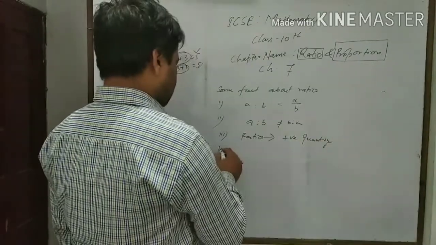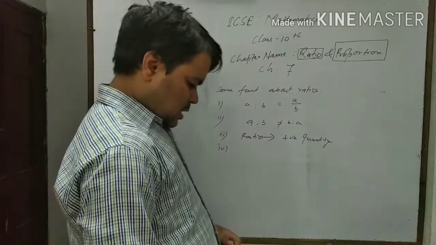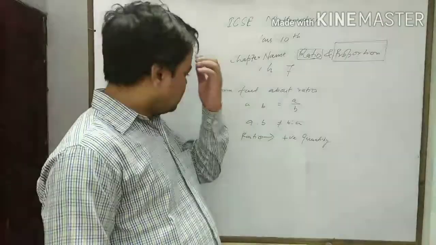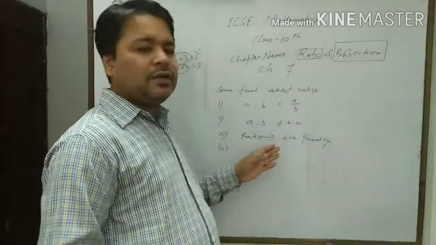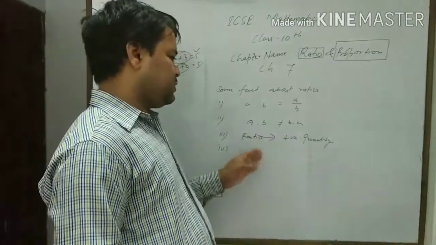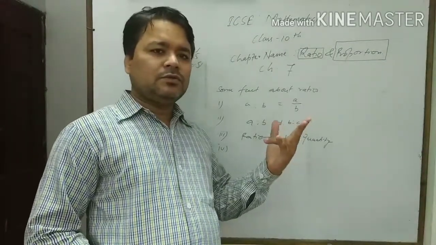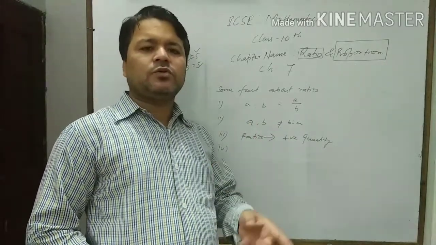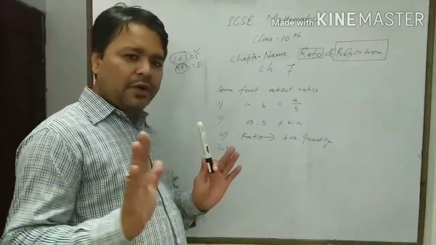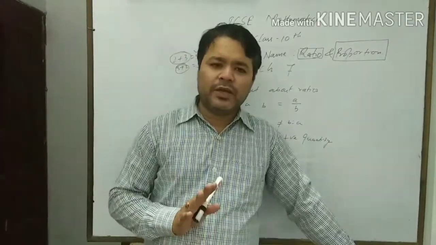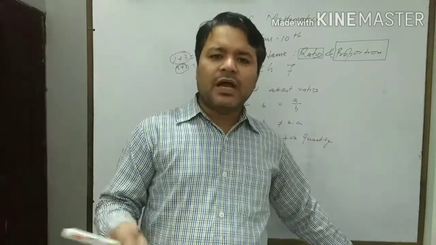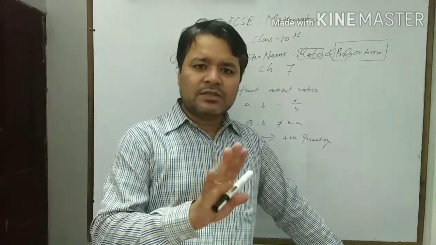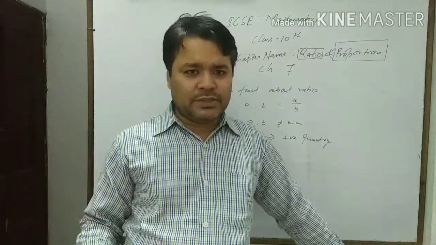Okay. What is the fourth one? Ratio exists only between two quantities of the same kind. In the definition also it was mentioned that ratio should always be between two quantities of the same kind, and the unit should also be the same. There should be no ratio between 2 rupees and 2 liters, because rupees and liters are not the same quantity. They are different quantities.